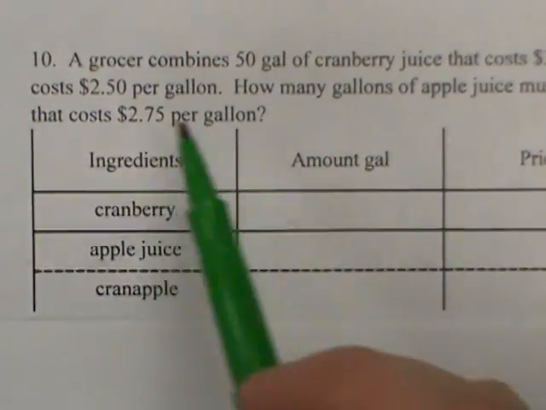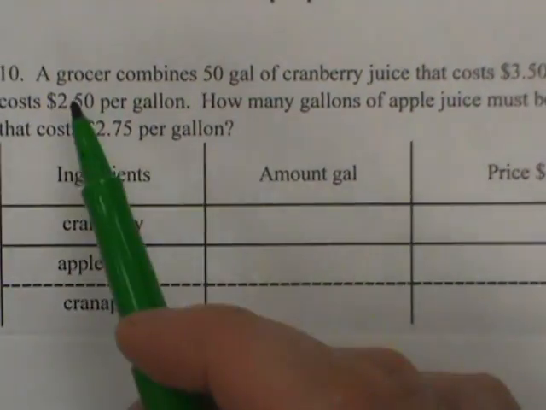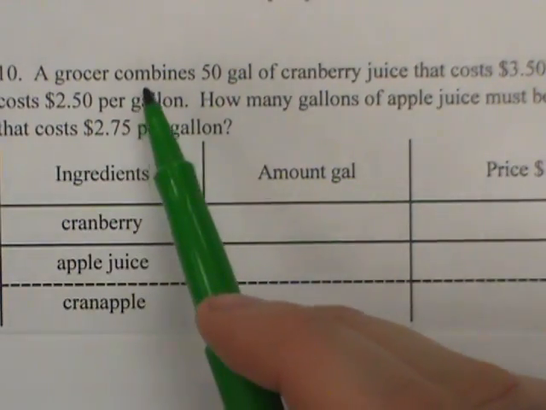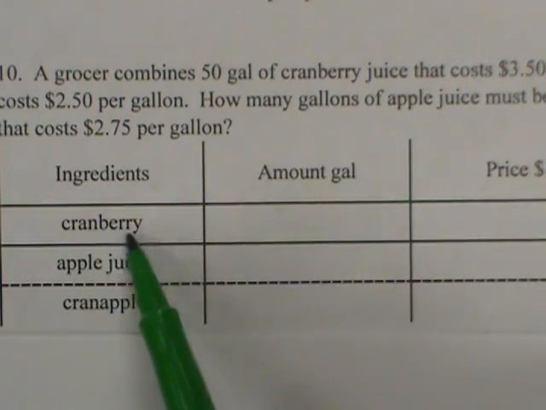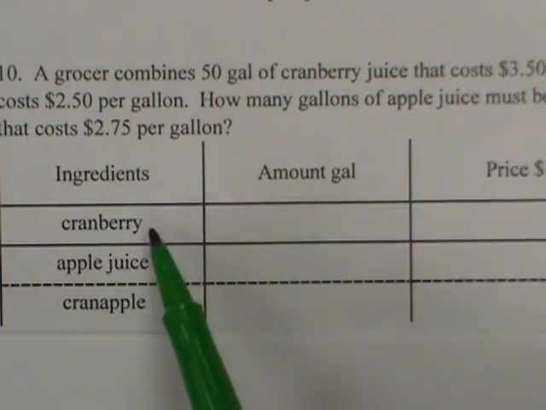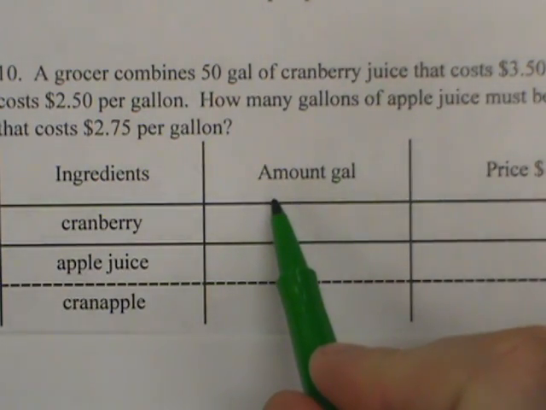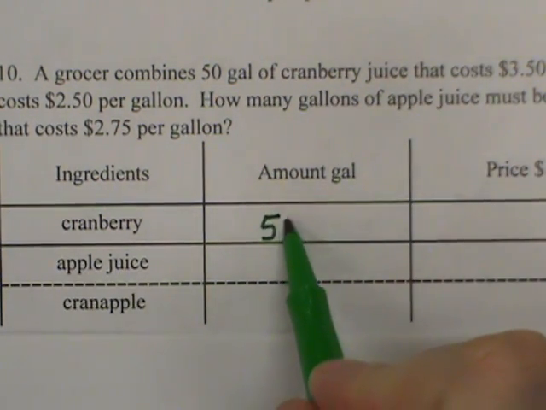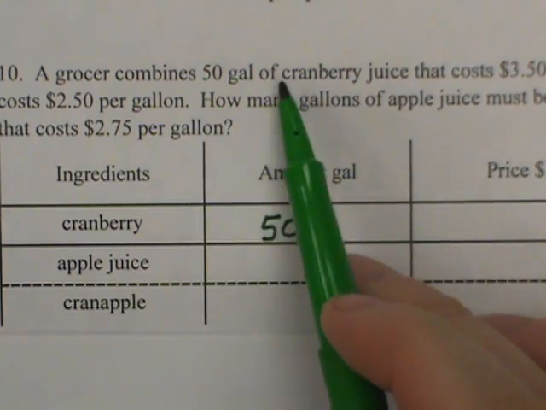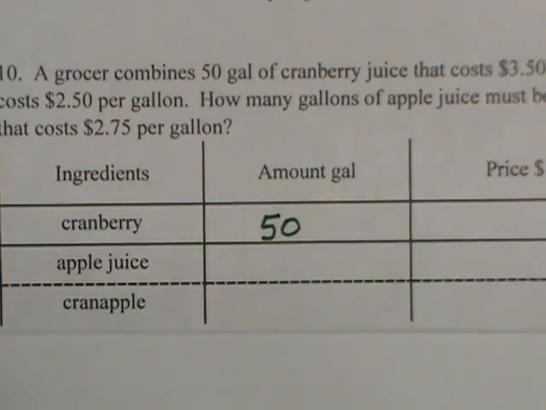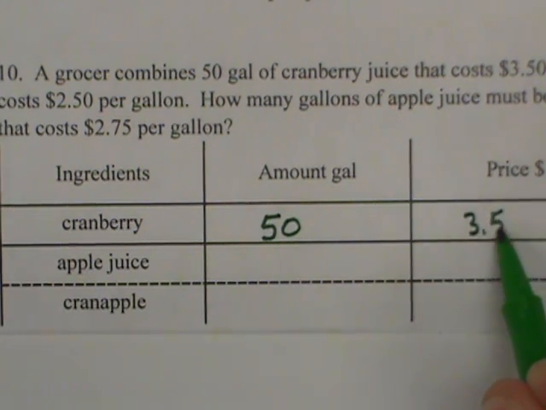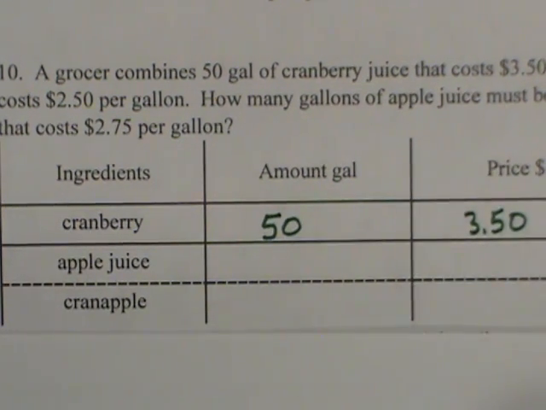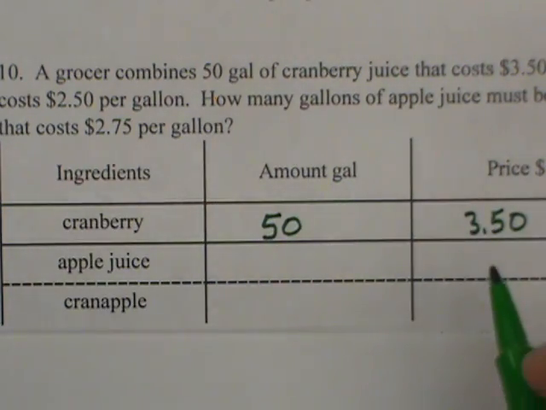And from the first sentence, as I read through here, I'm going to try and place some numbers. It says, a grocer combines 50 gallons of cranberry juice. So I go to cranberry juice, and I'm going to put 50 gallons there. That costs $3.50. I'll put the $3.50 right here for a price. With apple juice, that costs $2.50 per gallon.